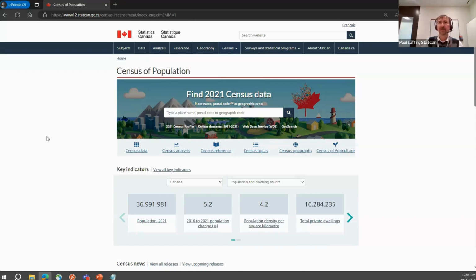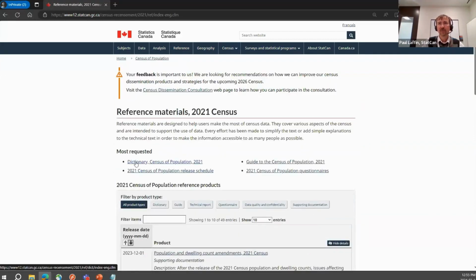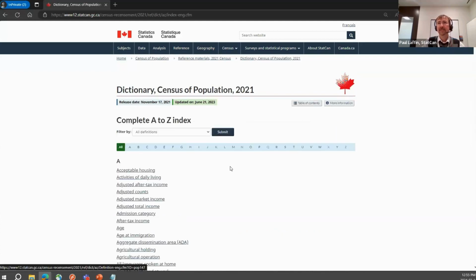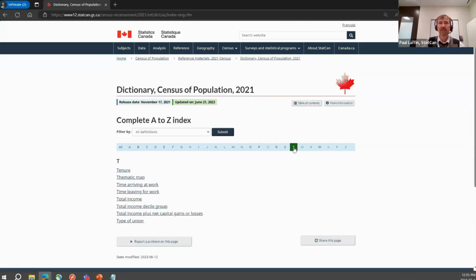The reference material. We looked at a lot of definitions today, and I read through a couple of them really quickly, but you can see any and a lot more of these definitions and other information under census reference. This is a great tool, and it's our most requested, so it's always going to be here: the dictionary, census of population. And I always click on the A to Z. For example, we talked about tenure, and you can find tenure there.